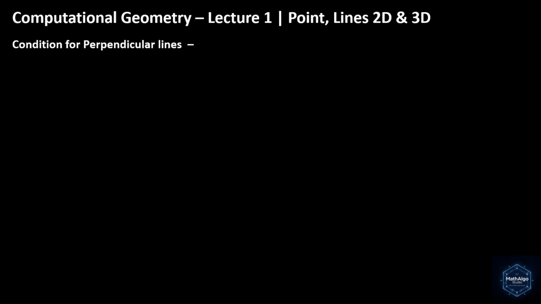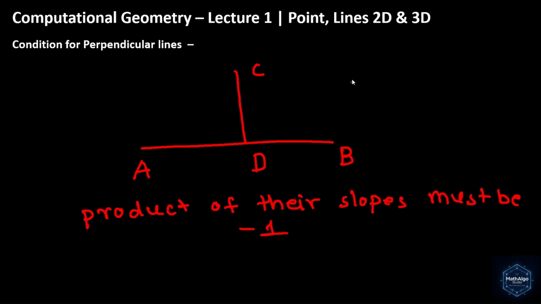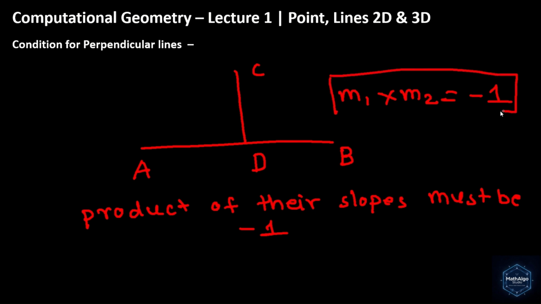Now check the condition for perpendicular lines. Line AB is said to be perpendicular to line CD when the product of their slope values is -1. m1 times m2 is equal to -1. Here m1 and m2 are slopes for line AB and CD respectively.